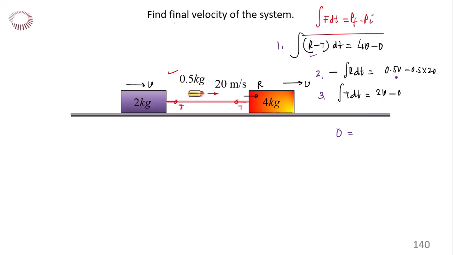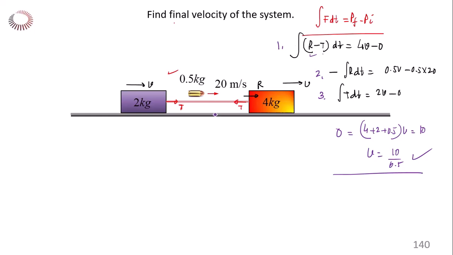4v plus 2v plus 0.5v. Okay. So (4 plus 2 plus 0.5) v should be equal to our 10. So v should be equal to 10 by 6.5. That will be your answer. That is the final common velocity with which the entire system is moving.